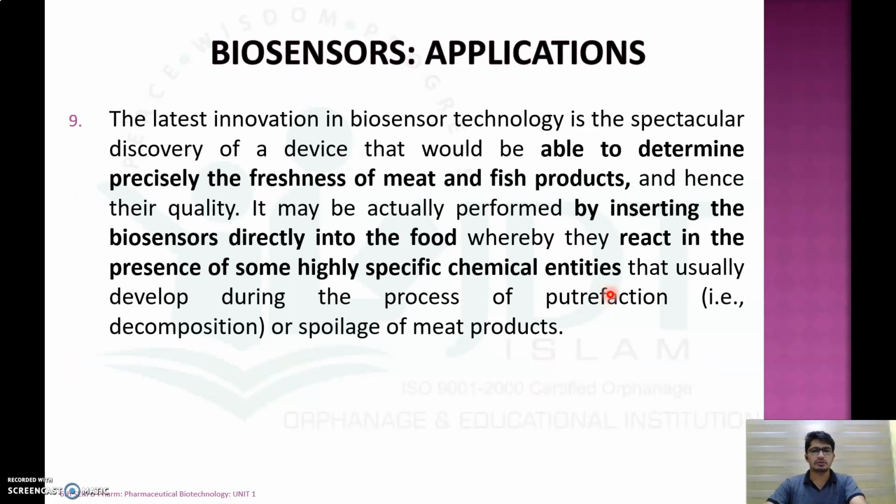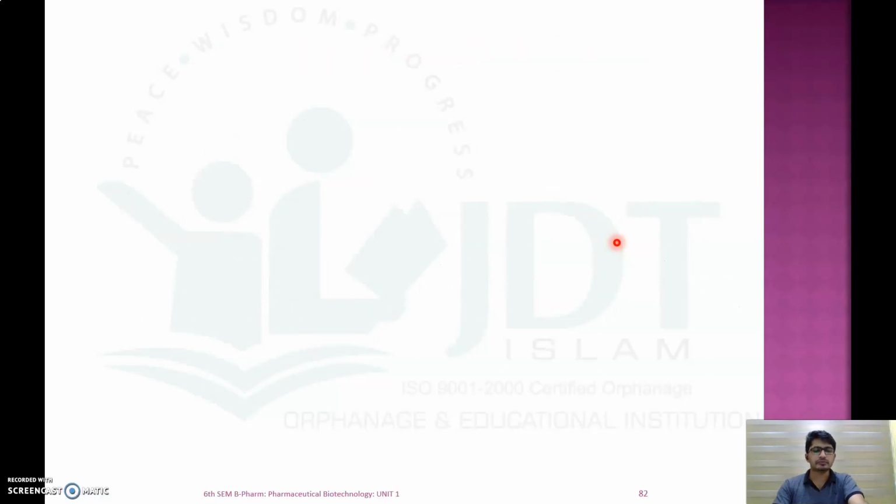Respiratory gases like medicinal gases can be monitored by biosensors. And in the latest innovation, they can be used to determine the freshness of meat and fish products by inserting the biosensor directly into the food. So if there is any specific chemical entity during putrefaction or the process of decomposition, it may react with the biosensor and it will give a reading. So these are the applications of biosensors.